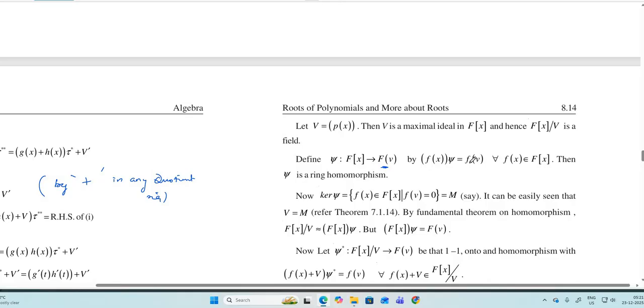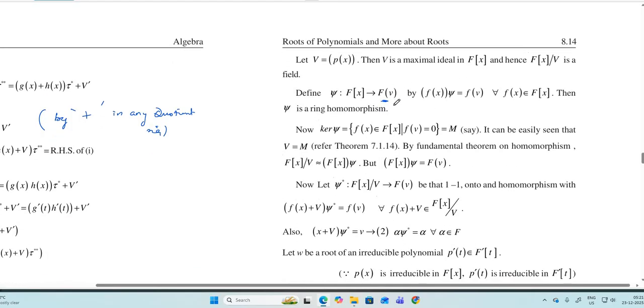Now you define the mapping in this way for every f of x. Then psi is a ring homomorphism. All this with the f of a we have established. This is nothing but the evaluation homomorphism, which you have studied in the previous sections. Now the kernel, when we consider it, is all those polynomials which are mapped onto the identity element of the codomain, namely 0.